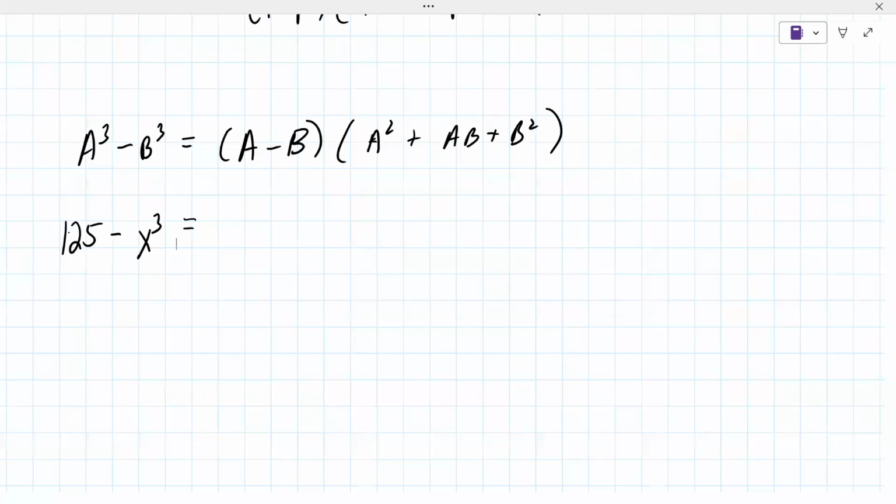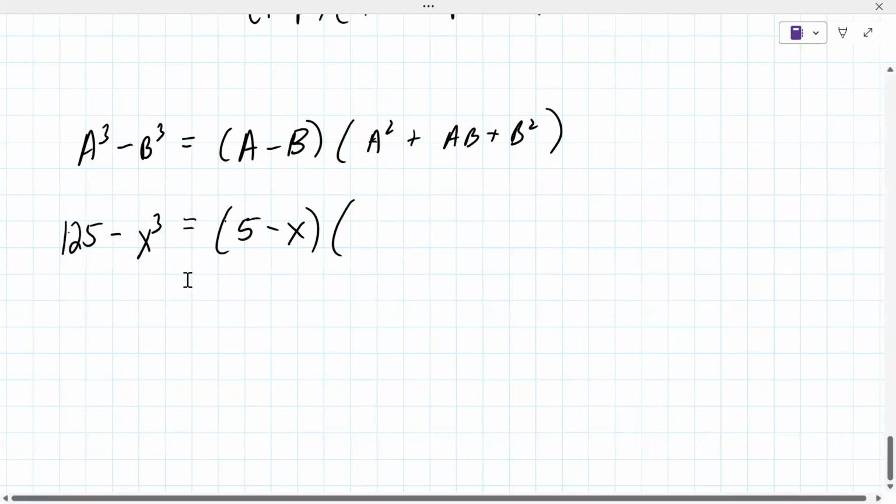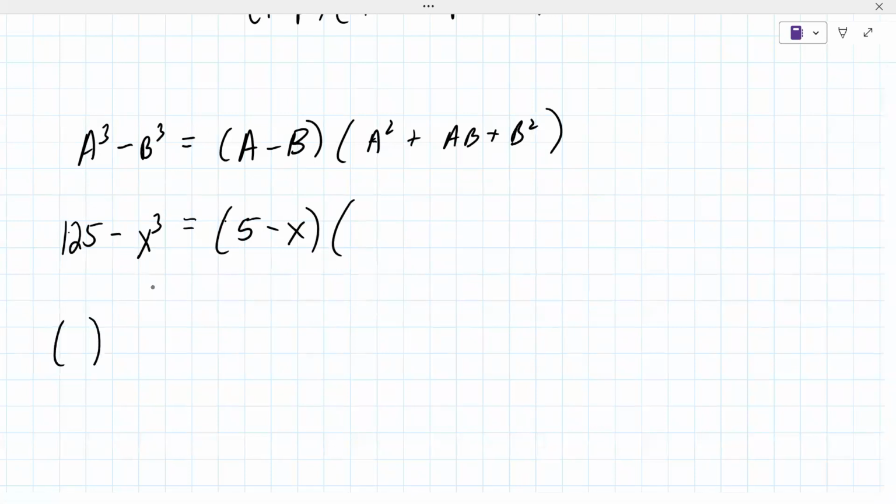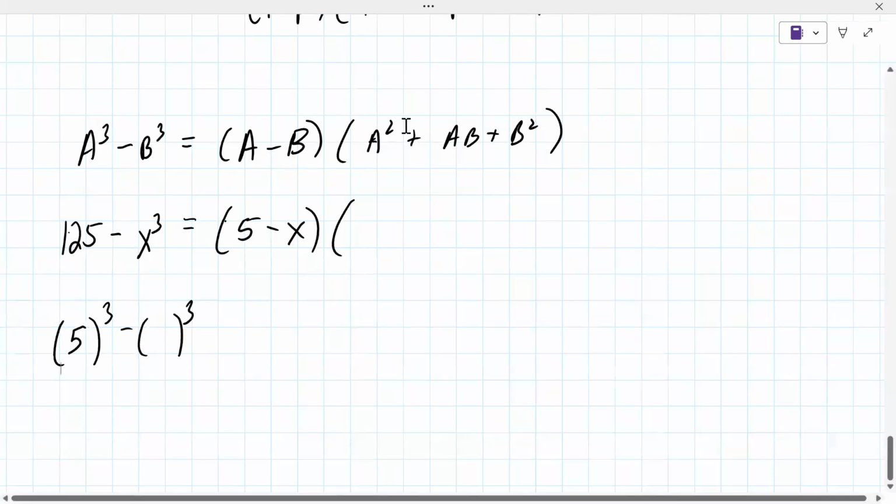How are you doing on this one? I got 5 minus x, and then in the other parentheses, 5 plus x squared. Okay, but what is the value of A? What is A in your problem? A is 5. Okay, so you have to square it. And then you have to multiply A times B. Take another look at that.